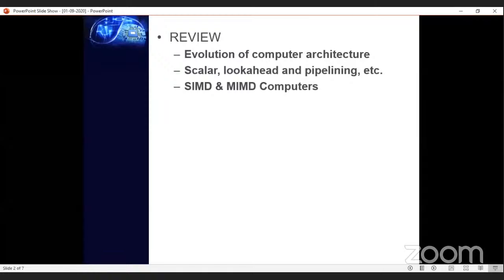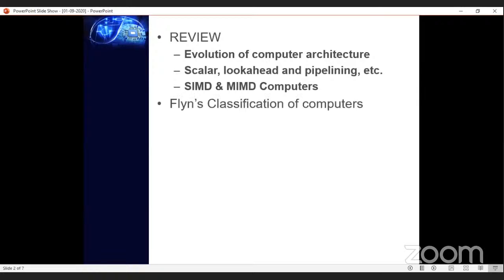Okay. So after having a glance, we have to take the next topic. What is that? Flynn's classification of computers. Under Flynn's classification of computers, we are going to see and discuss the architecture of four types of computers, namely SISD, SIMD, MIMD, and MISD.